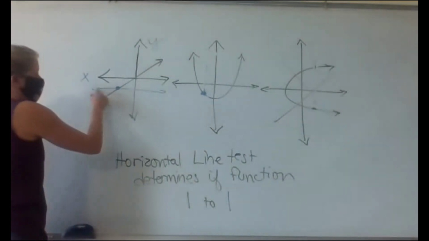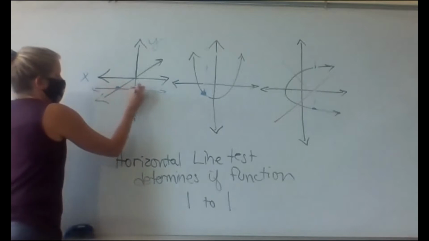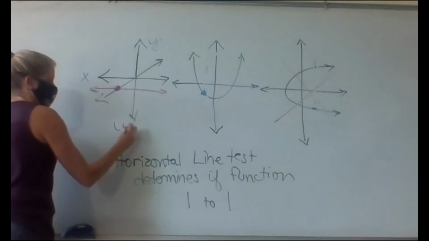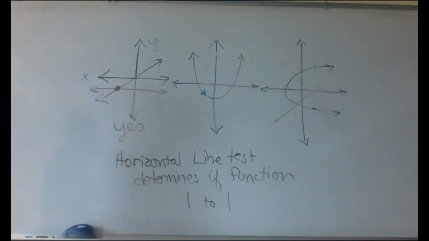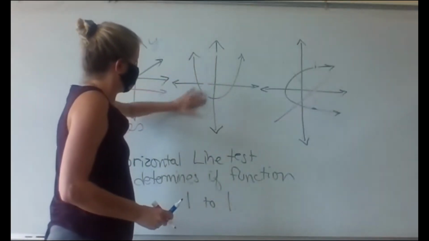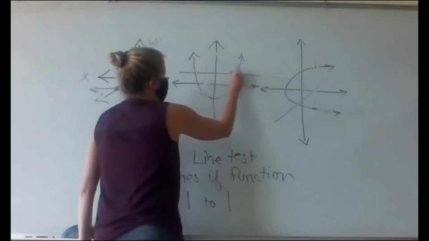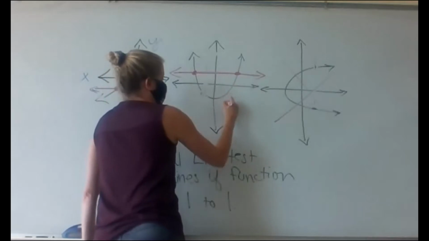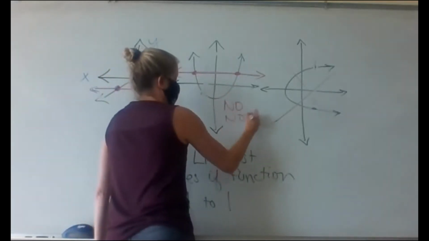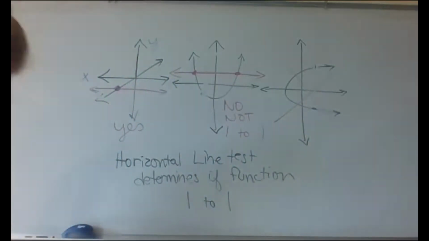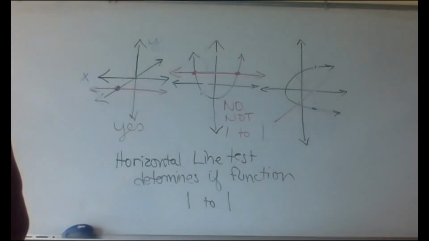Look at this horizontal line. How many times did it touch the graph? Once. So yes, that is one-to-one. But look at this one. It is a function because it does pass the vertical line test, but it doesn't pass the horizontal line test. Touches there, touches there. So no, it's not one-to-one. So we're going to use that knowledge to work 3, 4, 5, and 6.